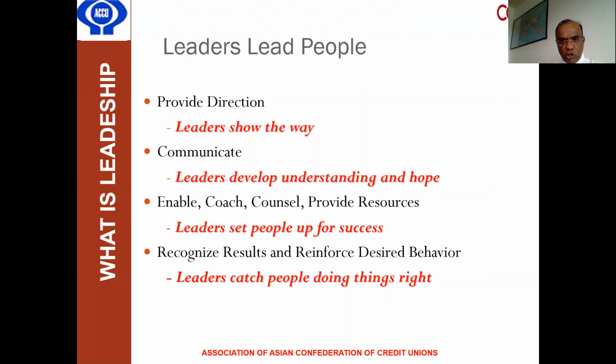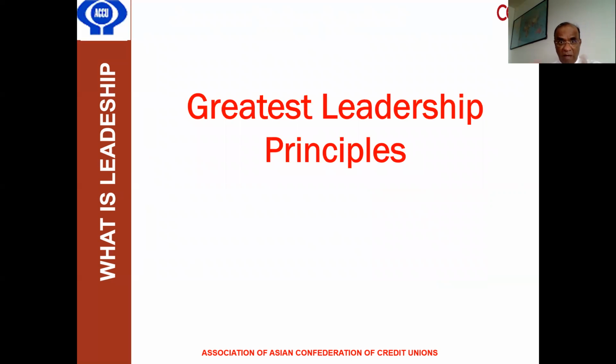Communicate, leaders develop and understand the hopes. This is very important. Another one is enabling: coach, consult and provide the resources, and set the people up for success. It is very important to recognize the result and reinforce the desired behavior. Leaders catch people doing things right, so it's very important. So this is how my session is going to conclude.